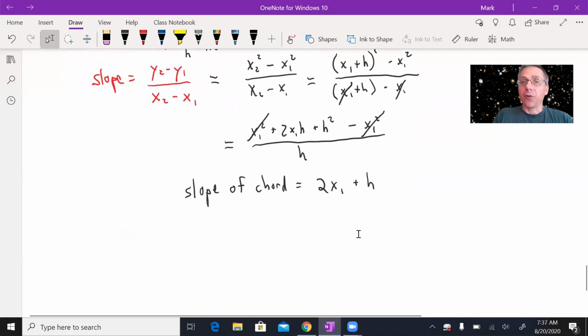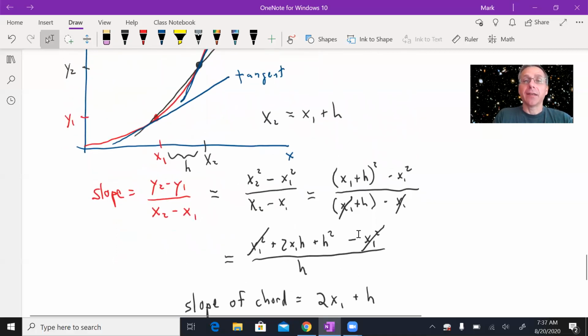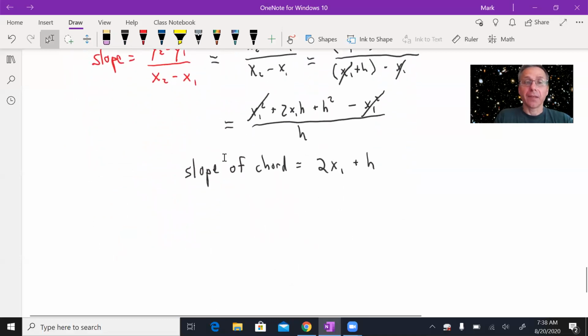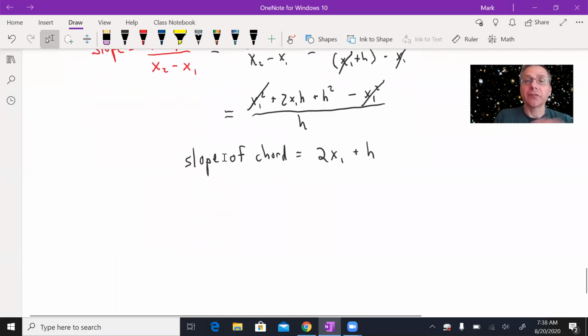How do you do that? What's changing if you want to make that second point get closer to the first? Well, we have to take that x2 value and slide it down the x-axis closer to x1. It's the h value that we're changing. Okay, that difference between the 2 points.